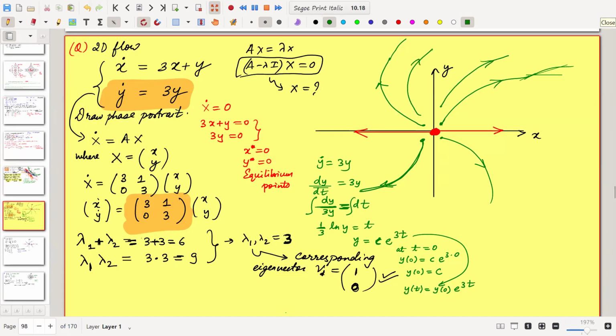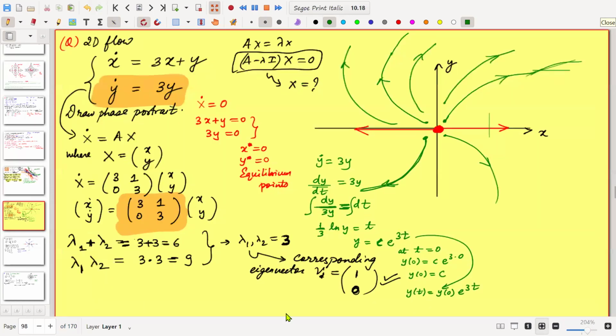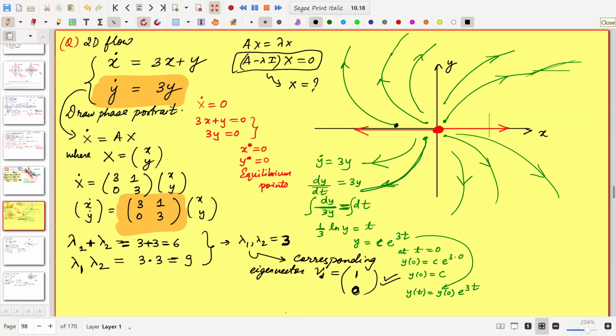Here also it will go like this. Here also it will go like this. So you are able to see, you are getting the effect. What are these special points? These special points are nothing but the initial conditions you started with. Agree? You understood how this diagram is working, right?